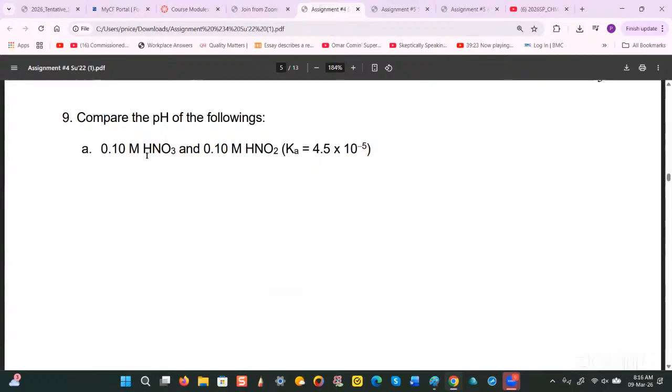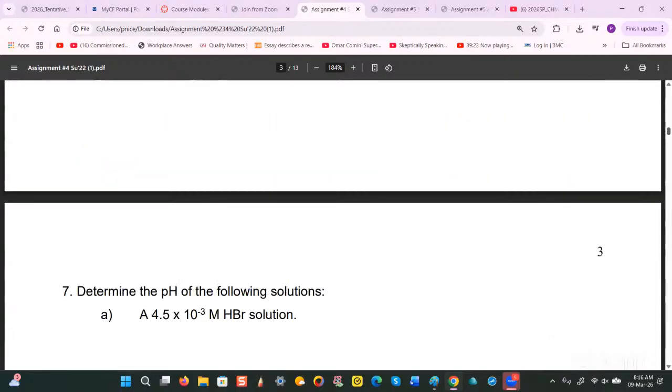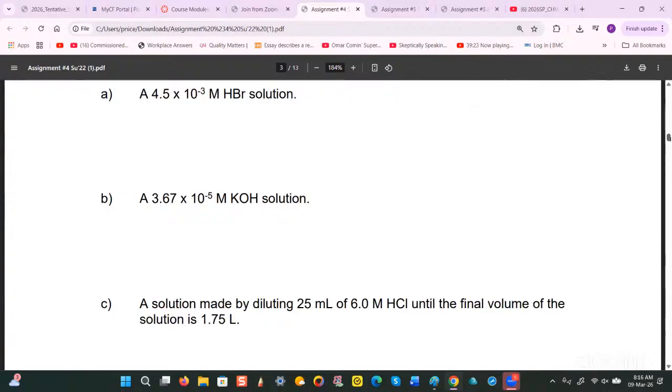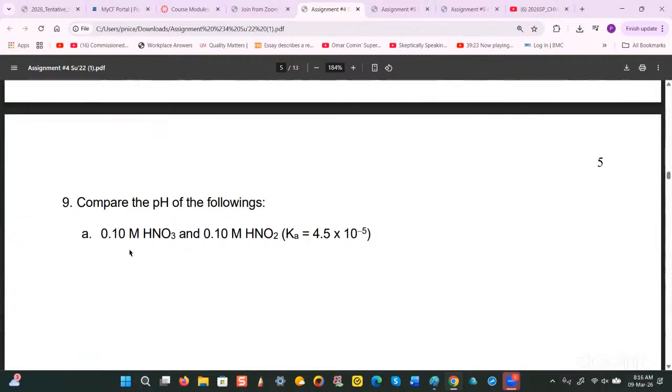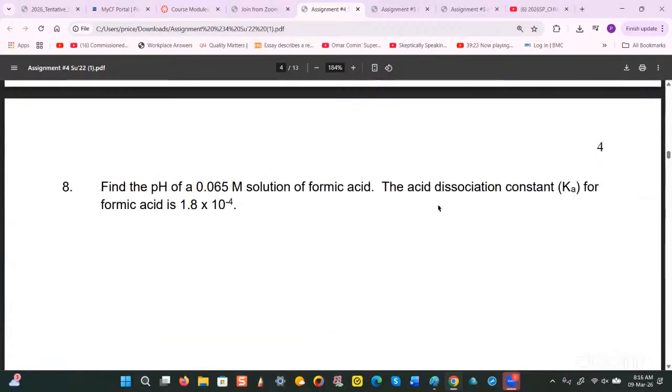Keeping in mind that the nitric acid is a strong acid and the nitrous acid is a weak acid. So if you understood what we did earlier, let me check earlier here. Earlier, you were asked to calculate the pH of, let's say, this acid right here, which is strong, right? That's basically the same process that you're going to apply to determining the pH of the nitric acid. And then as far as the pH of the nitrous acid is concerned, you're going to use the same method as we used in question number 8. All right? So the reason I'm telling you all that is because I'm going to leave you to try that on your own.